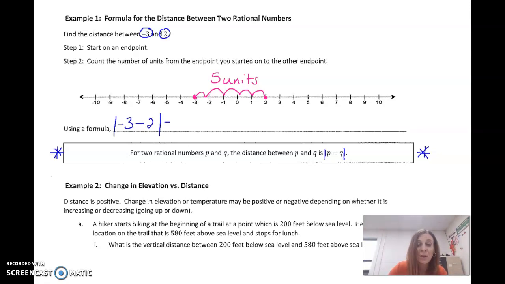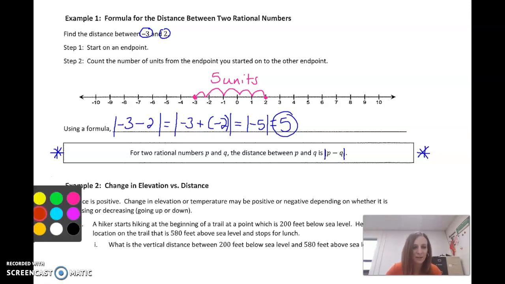So let's test it. Using what we did in lesson 5, if I were to keep-change subtraction to addition, I'm going to keep the -3, change the minus sign to a plus, and change 2 to a -2. Well, then I'm going to add -3 plus -2. Remember, it's both negative, so we add them together. We get 5, and since they're both negative, they stay negative. And what's the absolute value of -5? How far away from 0 is -5? Well, it's 5 units. That's what we got.